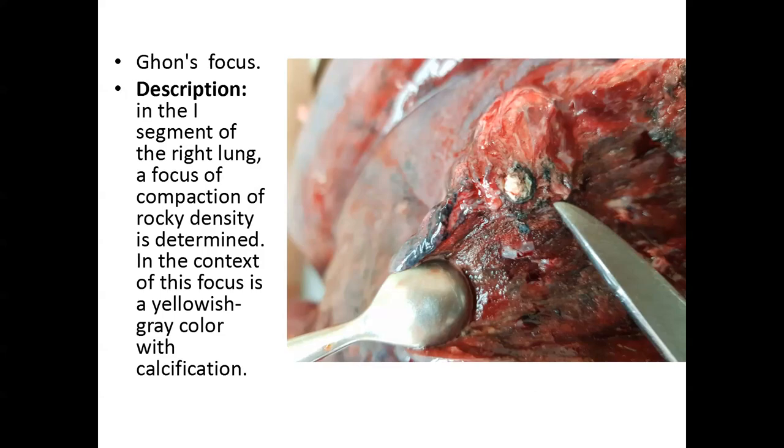Here, look, this is a Ghon focus. In the first segment of the right lung of this patient, a focus of compaction of rocket density is determined. In the context of this focus is a yellowish gray color with calcification. Look here. This is the end stage of tuberculoma.